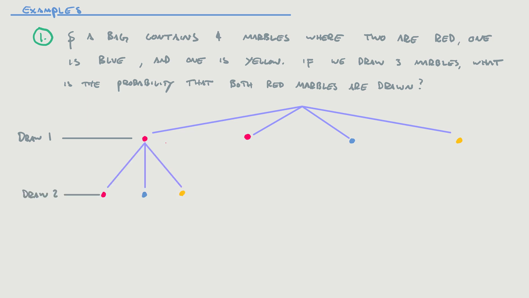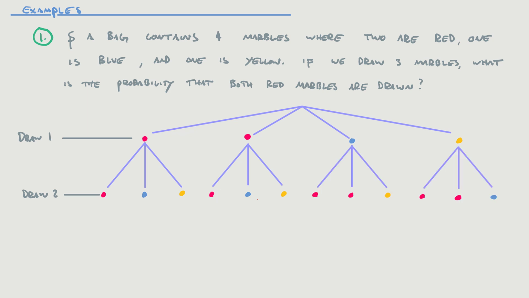In the second draw, and I'm just going to go one at a time here, where you pick red 1 first, the red 2 marble is still in there. So you can still draw a red, or you can draw the blue, or you can draw the yellow marble. And in fact, that same subtree exists for red 2. Here, red 1 is still in the bag, and so it can still be drawn. But then the blue marble's there, and the yellow marble's there.